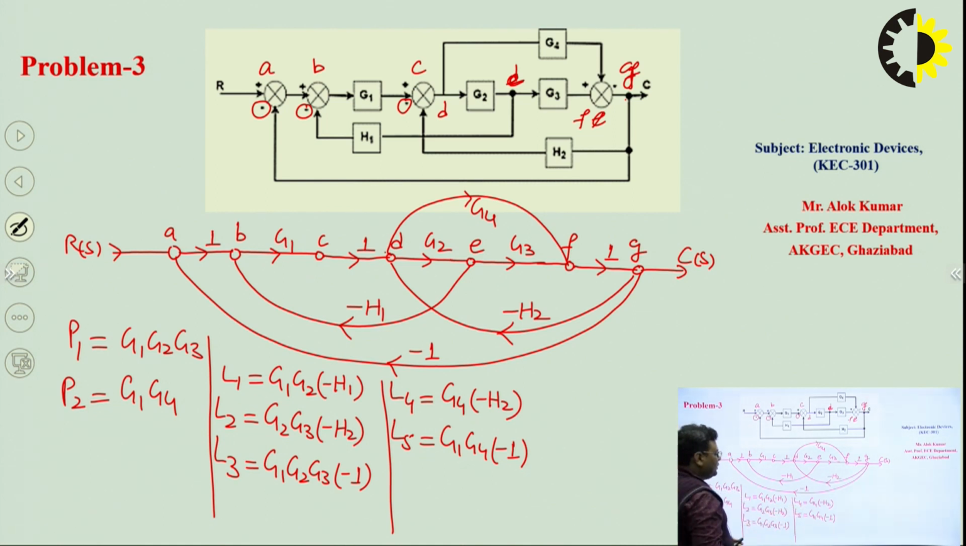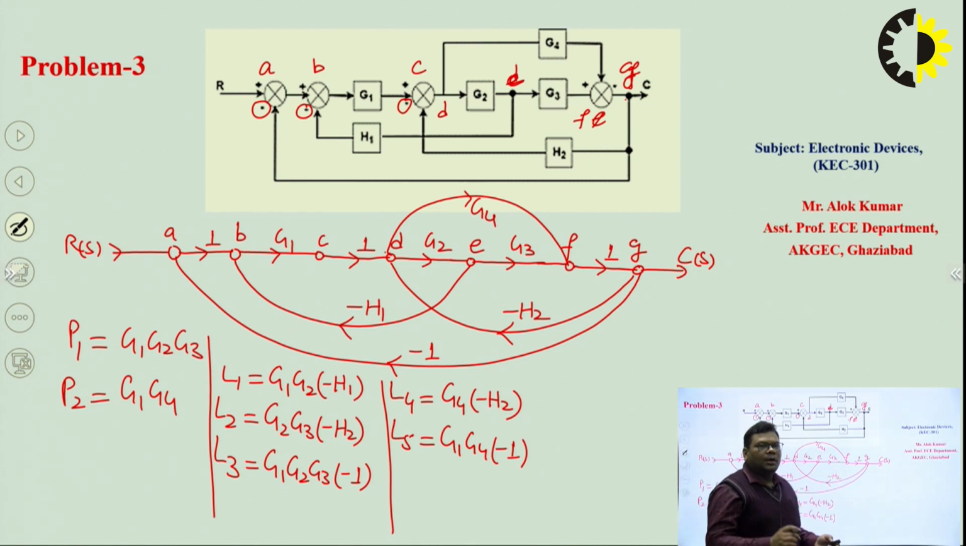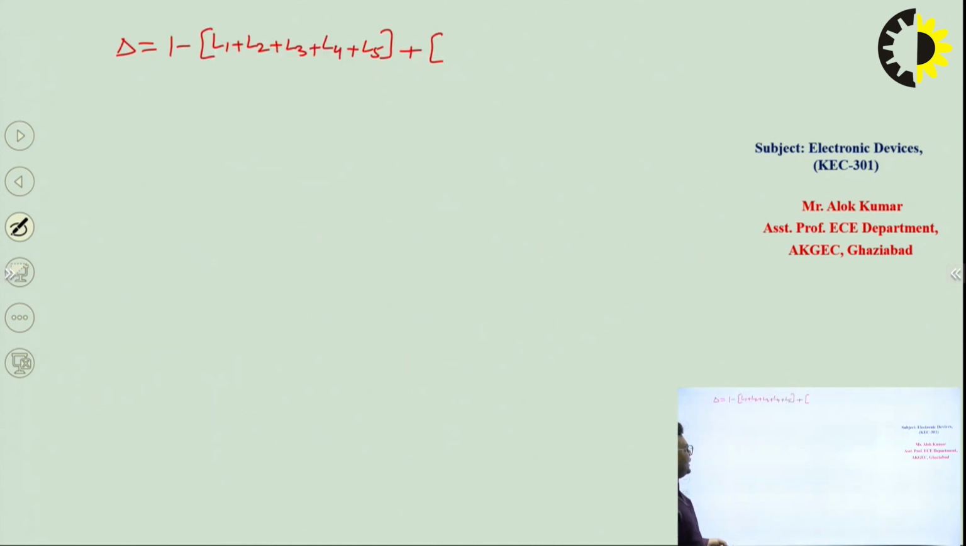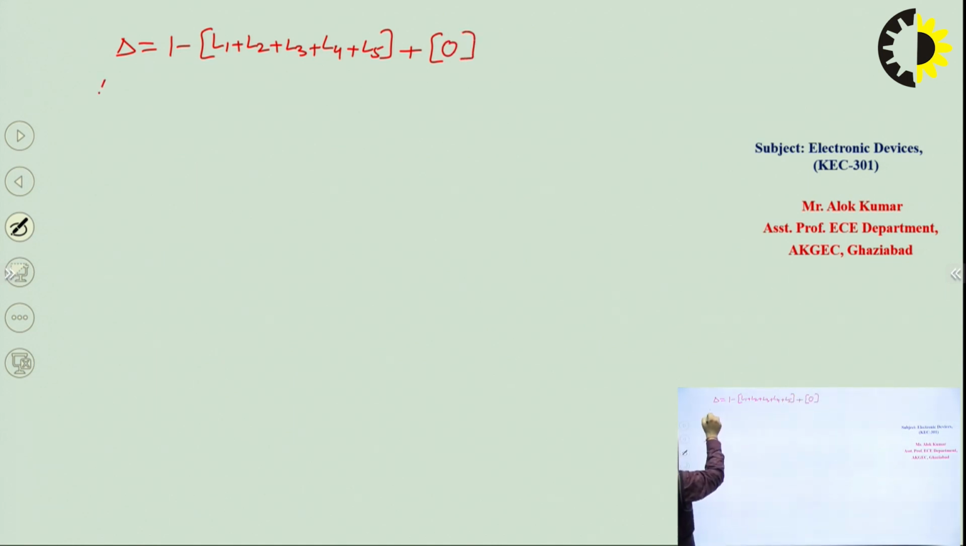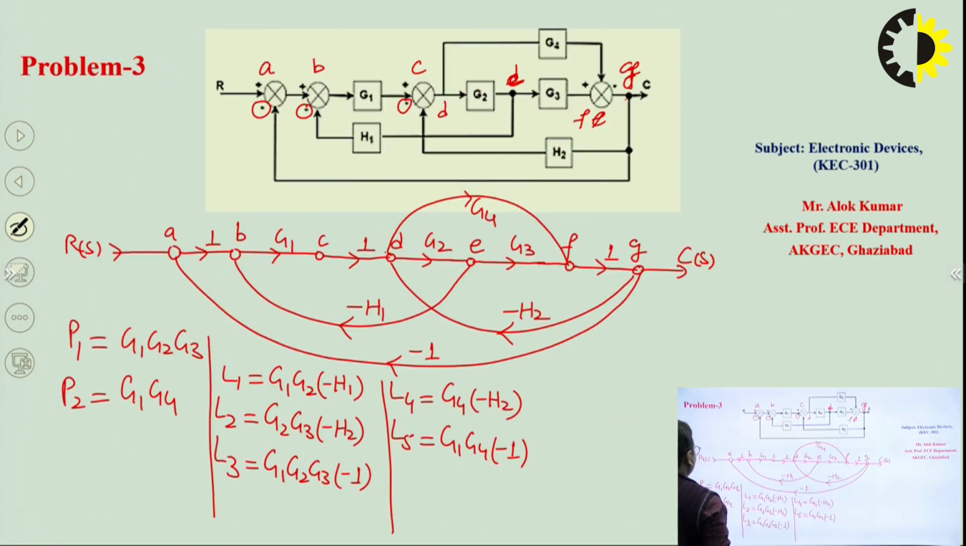Because two non-touching loops means there should be no common node, no common branch, and no common path. Only then will they be called non-touching loops. So there are no non-touching loops in this case, and this value will be 0. So delta will be 1 minus, we can write the values of these loops L1, L2.